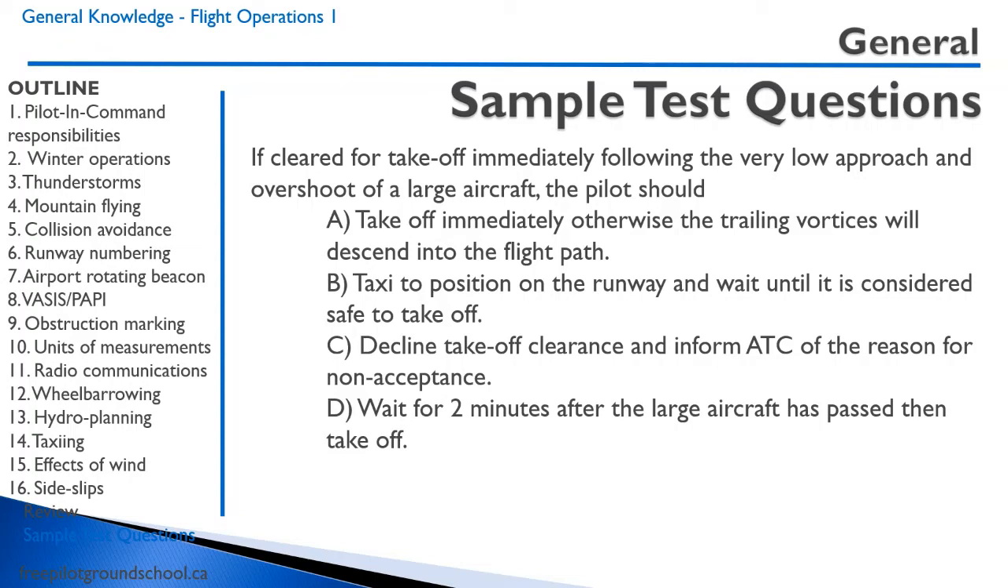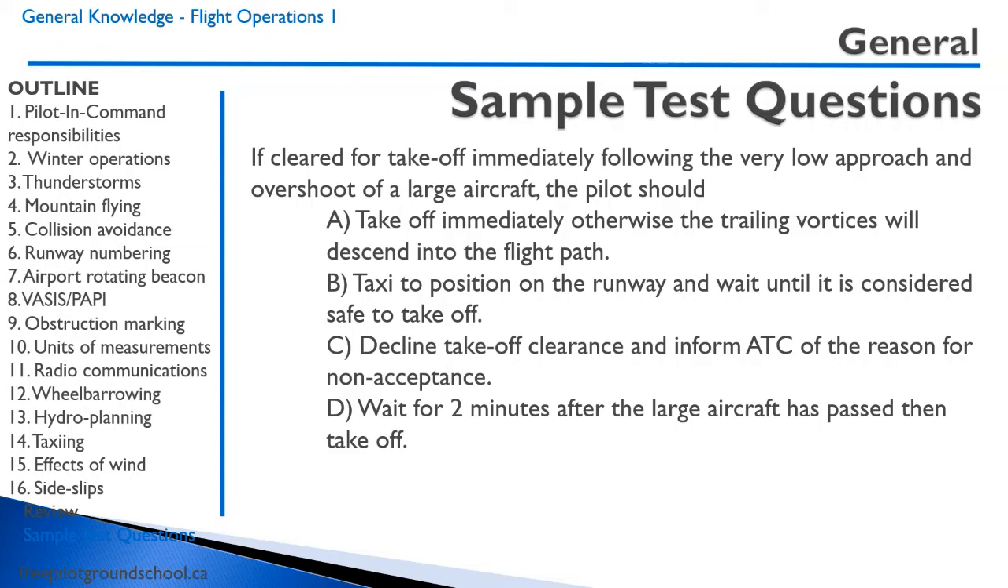If cleared for takeoff immediately following the very low approach and overshoot of a large aircraft, the pilot should... Keep in mind from earlier lessons, we talked about wake turbulence, so you might not want to take off. A, take off immediately, otherwise the trailing vortices will descend into the flight path. Well, that's not correct. You don't want to be doing something where there's a risk that you're going to hit wingtip vortices. B, taxi position on the runway until it is considered safe to take off.